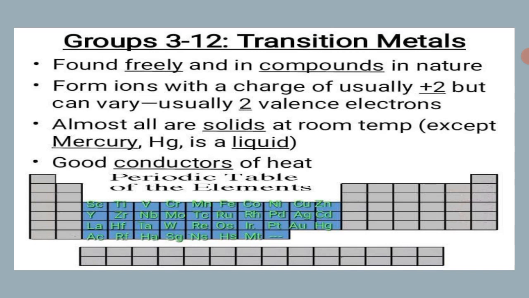Then groups 3 to 12 are called transition metals, found freely and in compounds in nature. They form ions with a charge of usually +2 but vary, usually with two valence electrons. Almost all are solid at room temperature except mercury, because it is a liquid. They are good conductors of heat. Apart from these, some properties are that they show variable oxidation states, they form colored ions and compounds, and they have high melting and boiling points.